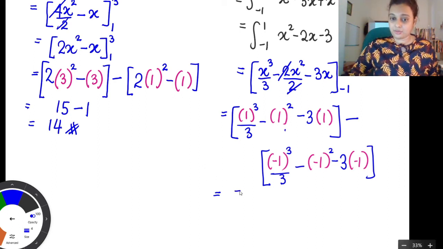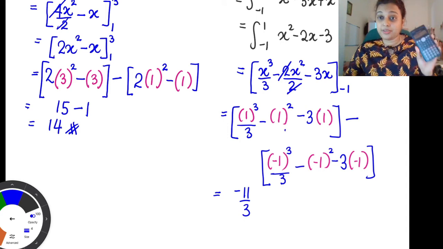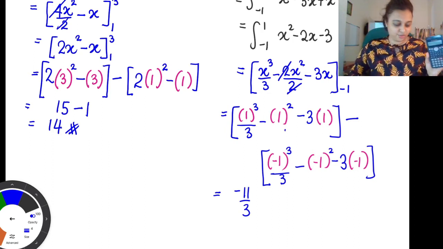Did you get that as well or not? Check in your calculator, because even keying in the numbers in the calculator is a skill. Keying in is also a skill. So you should get negative 11 over 3.